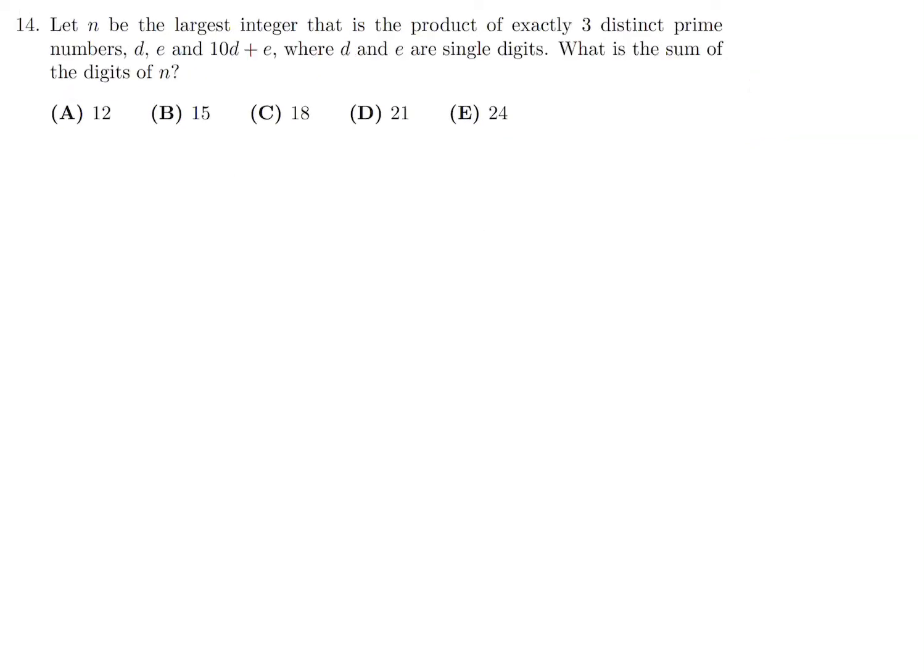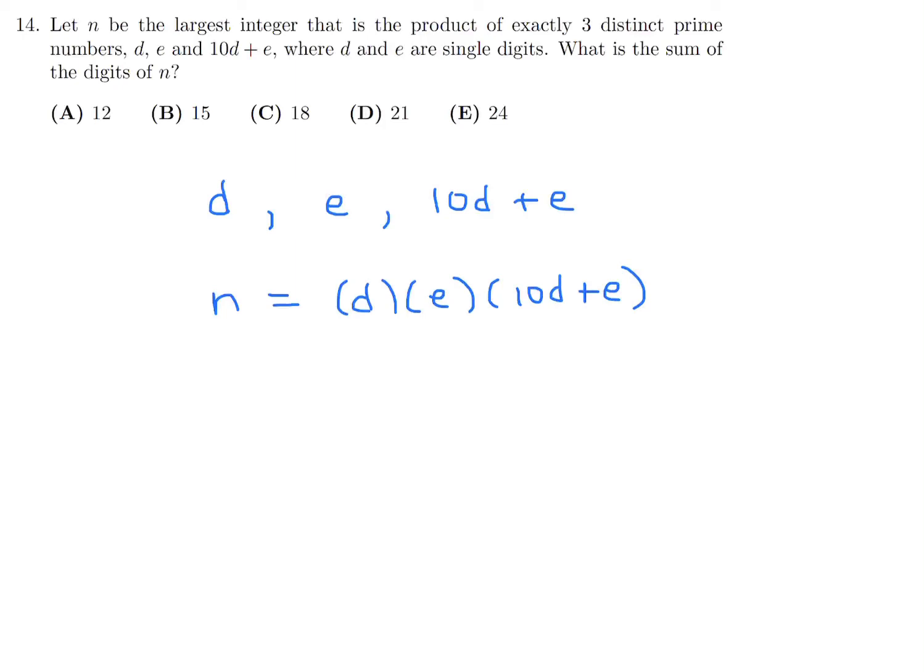Let n be the largest integer that is the product of exactly 3 distinct prime numbers, d, e, and 10d plus e, where d and e are single digits. What is the sum of the digits of n? So we've got 3 prime numbers, d, e, 10d plus e, okay? And n is basically the product, so d times e times 10d plus e. And then we have to figure out the numerical value of n and then add the digits of n.